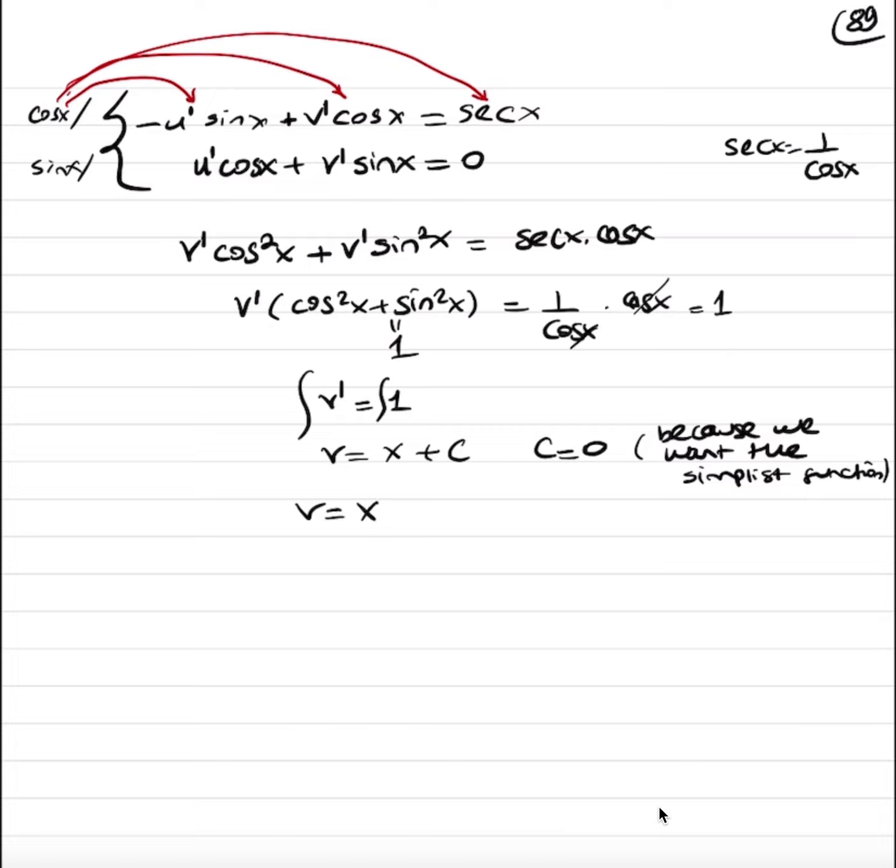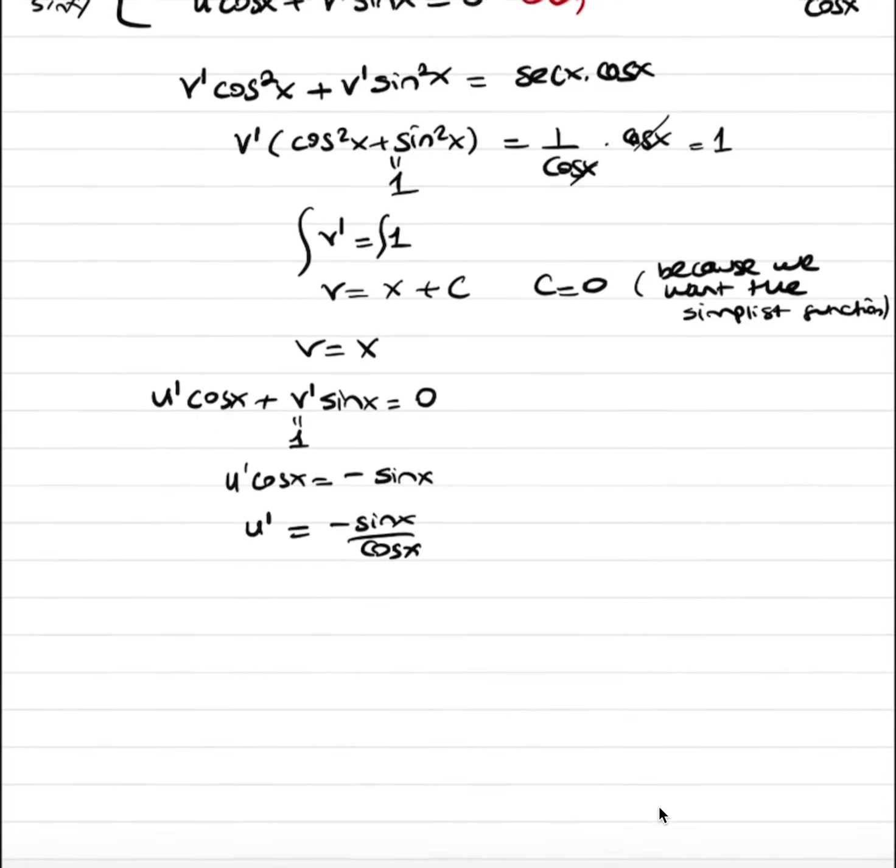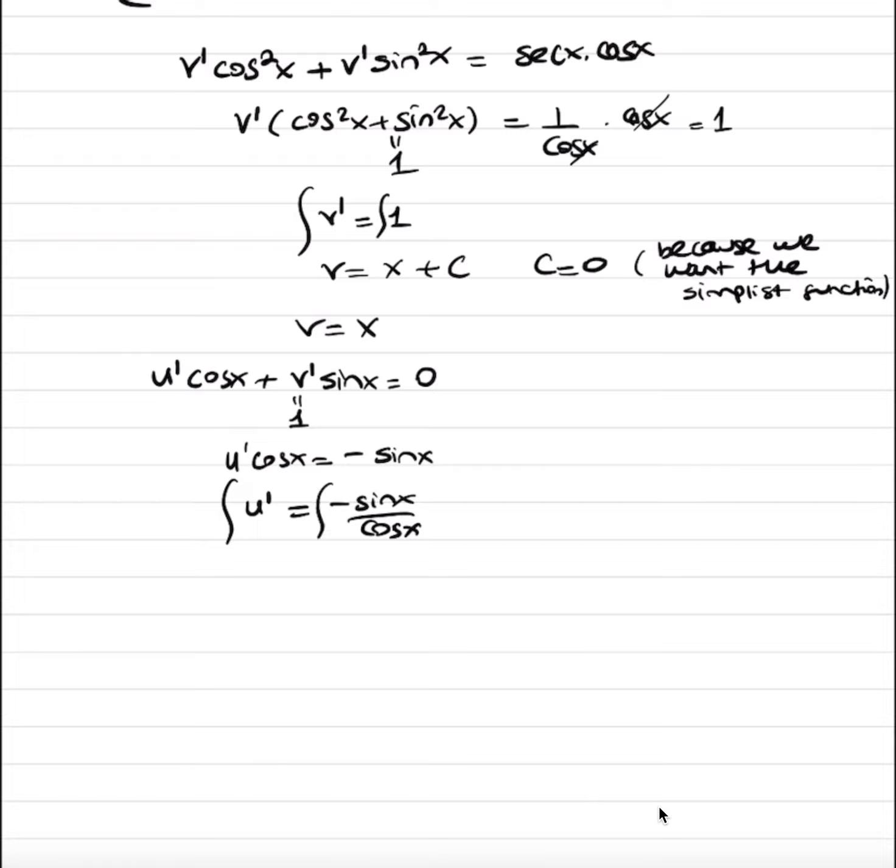So let's use the second one to find u: u prime cosine x plus v prime sine x is equal to 0, and we know v prime is equal to 1. So u prime cosine x is equal to minus sine x. So u prime is equal to minus sine x over cosine x. Okay, now we will integrate to find u.